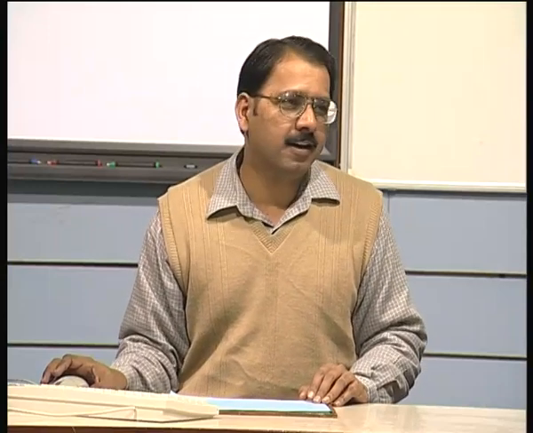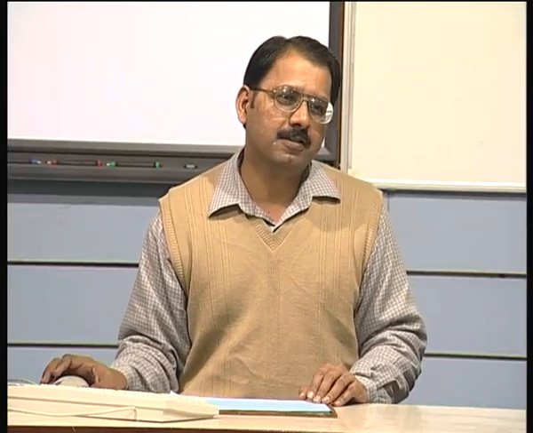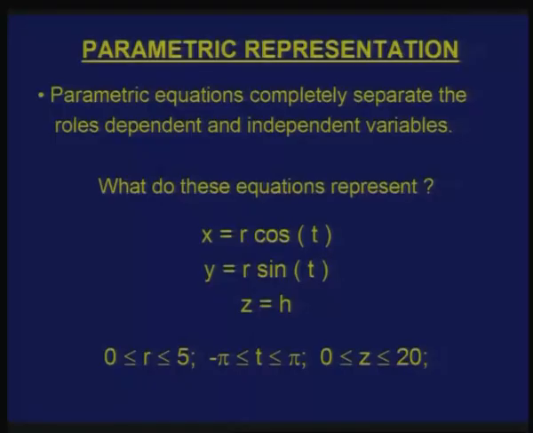Now, instead of r varied from 0 to 5, let us say I vary the r value from 3 to 5. You still get a solid object, but this time it is not a solid cylinder, it is a hollow cylinder. So, since these parametric equations are functions of three variables, where all three parametric entities are being varied, you get a solid object. The same concept can be extended to higher dimensions too.